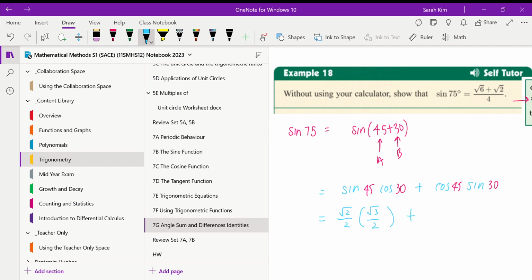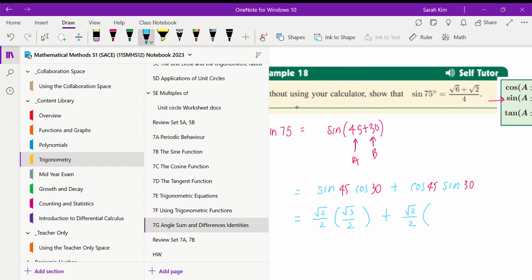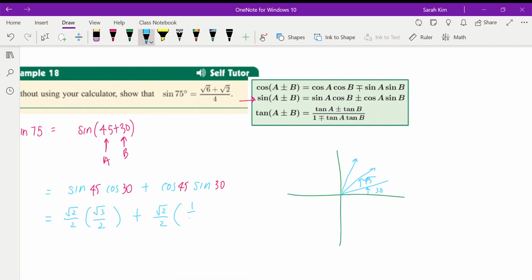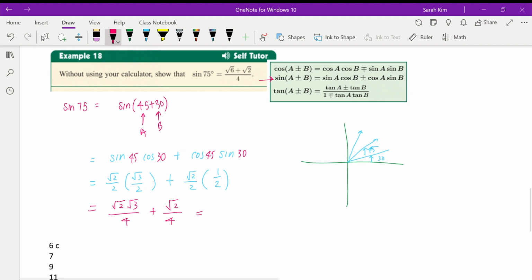So that's done. Now I've got cos 45. So cos of 45, square root 2 over 2. And then I've got sine 30. Sine of 30, a half. So now all I have to do is figure out what these turn into. Okay, so I've got square root 2 times square root 3 over 4, plus square root 2 over 4. So now, hopefully you can see that it's kind of looking similar. Okay, we've got the same denominator, so you can add them together.